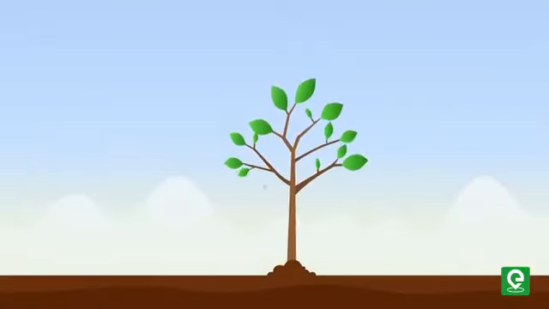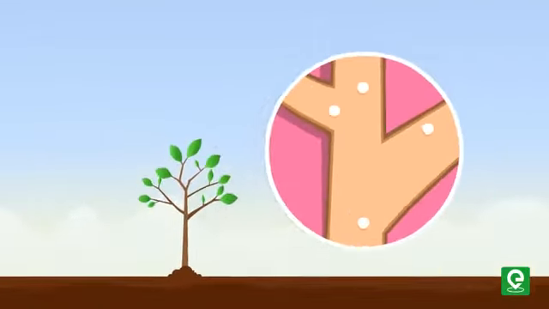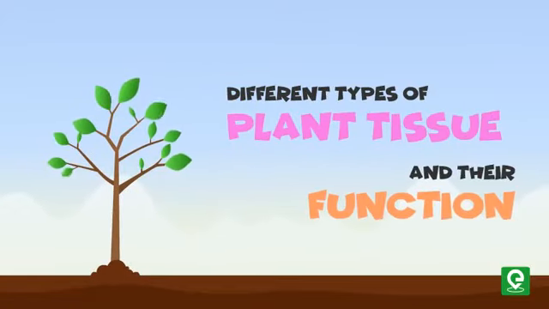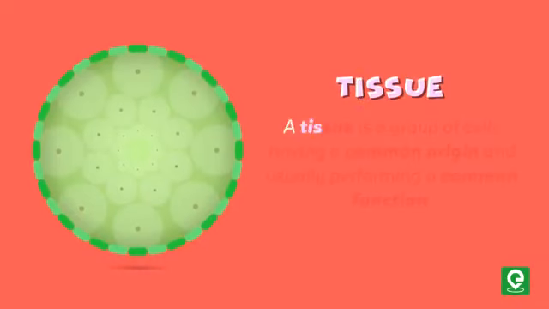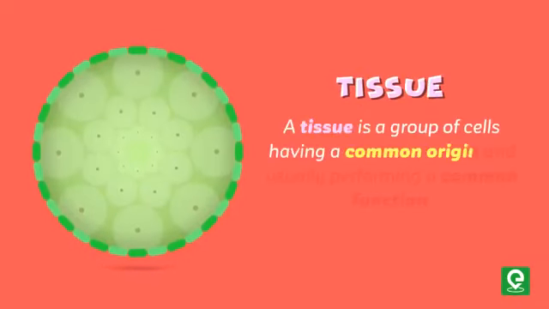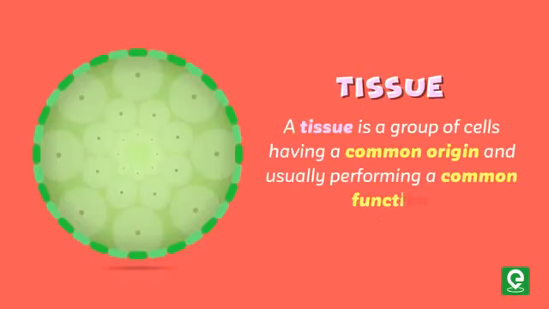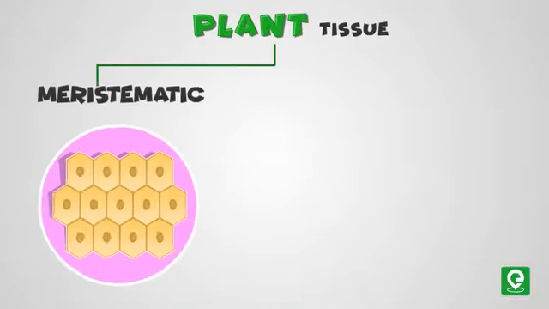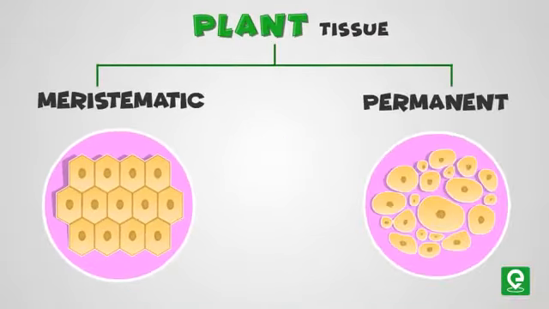Growth in plants takes place by different types of tissues. So let's study the different types of plant tissues and their functions. A tissue is a group of cells having a common origin and usually performing a common function. Plant tissues are classified into two main groups, namely meristematic and permanent.